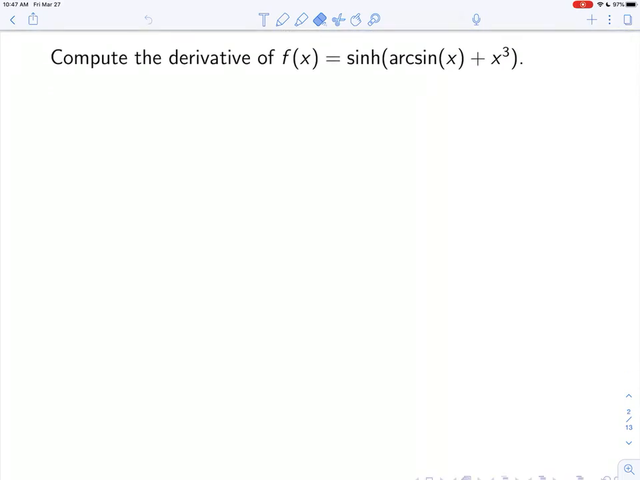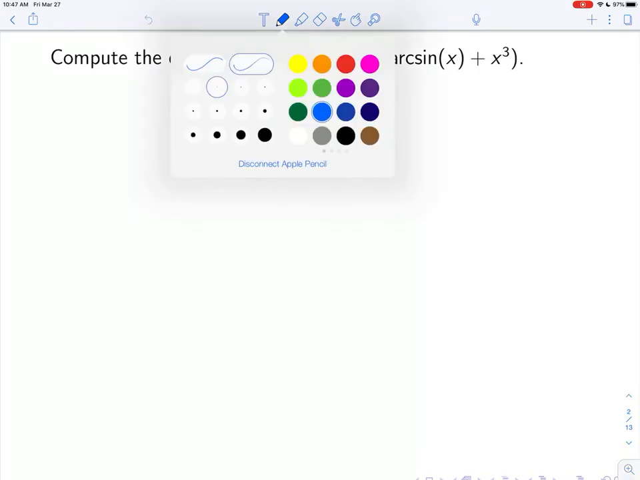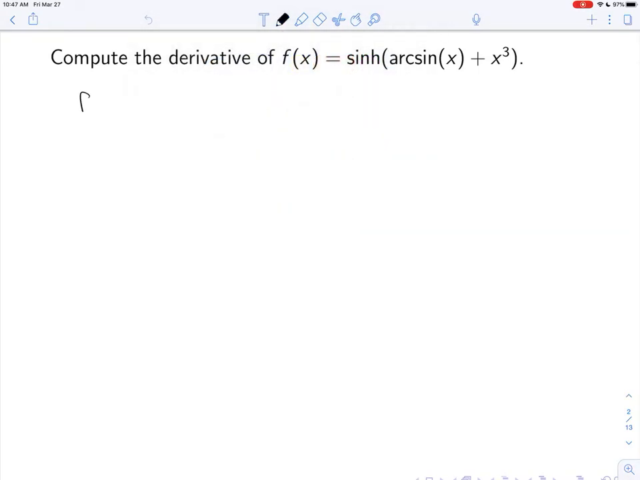I want to compute this derivative. This is just a chain rule. The outside function, of course, is sinh, and then I will have to take the derivative of the inside as well, following the chain rule. So here we go. Let's do it. So f prime of x is going to be, well, the derivative of sinh is cosh. So the derivative of the outside is cosh. Plug in the inside, so arc sine of x plus x cubed.